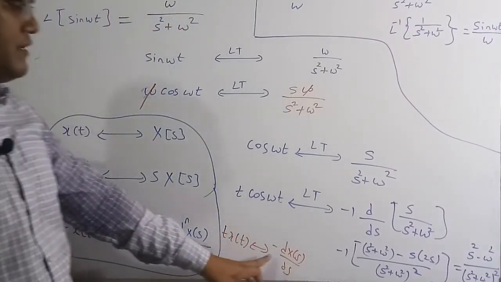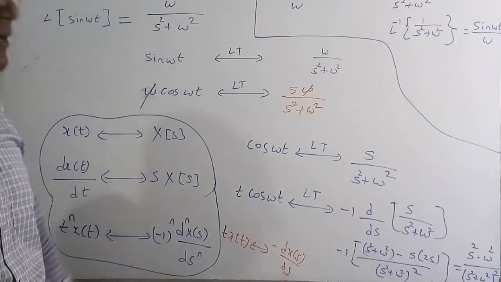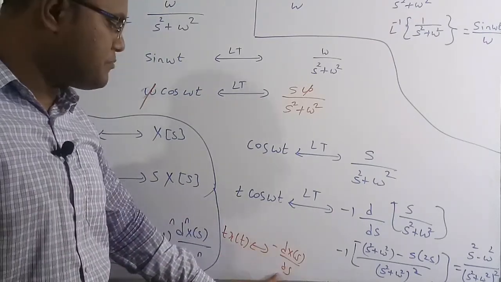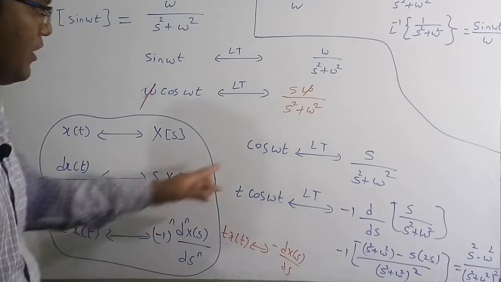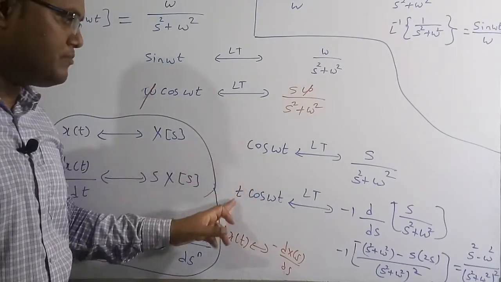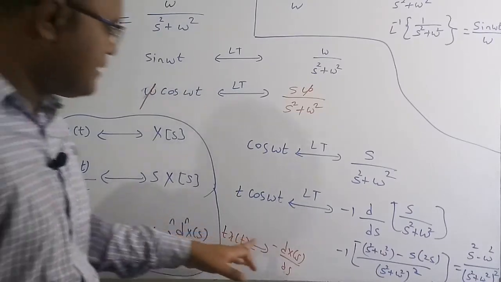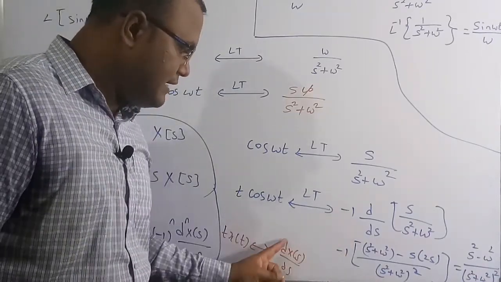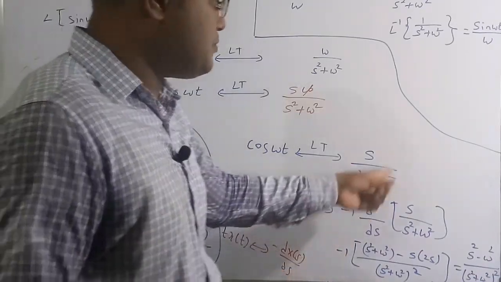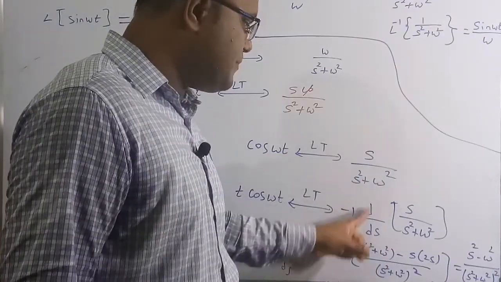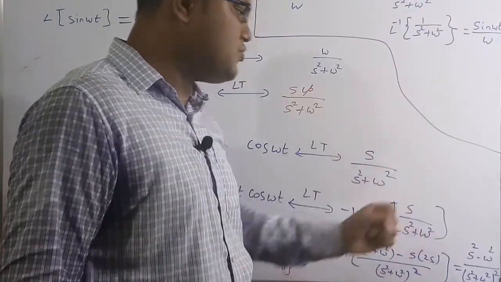So for t into x of t, the Laplace transform will be minus d of x of s by ds. Now for this signal I am going to multiply t. So what is going to happen? Minus 1 d by ds of the previous Laplace transform, minus d by ds of the previous value, which is s by s square plus omega square.